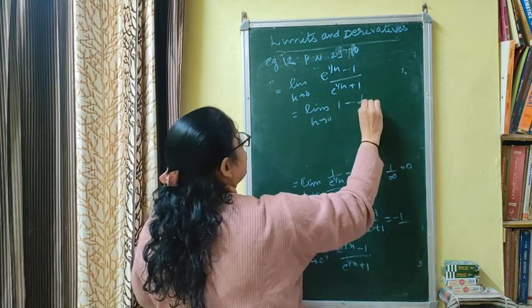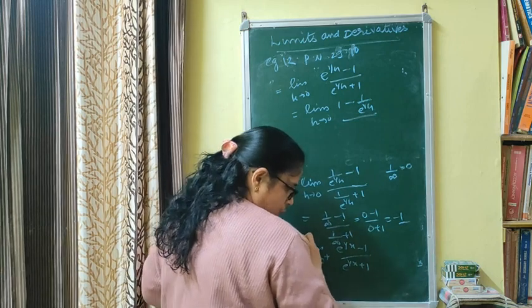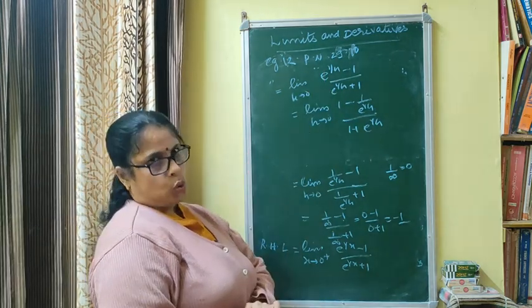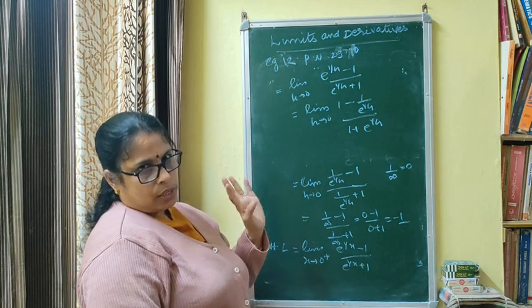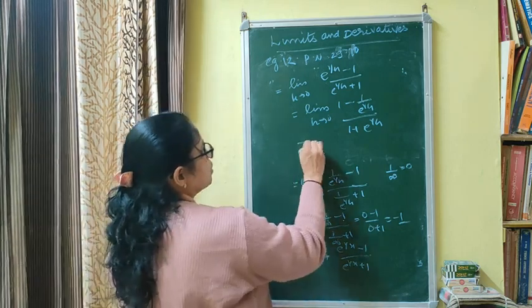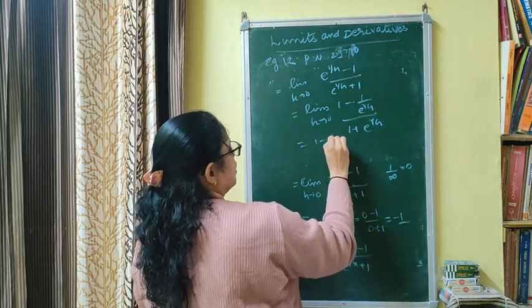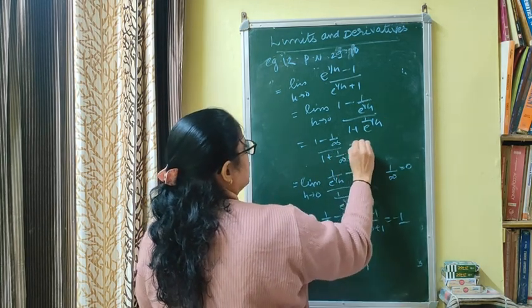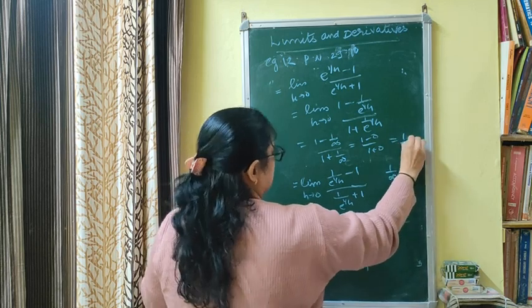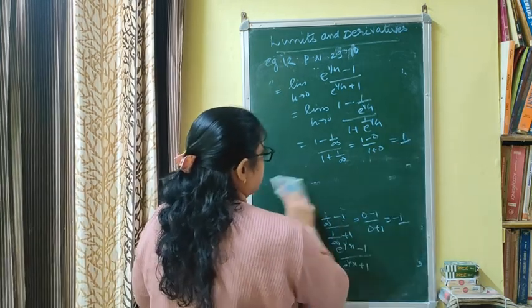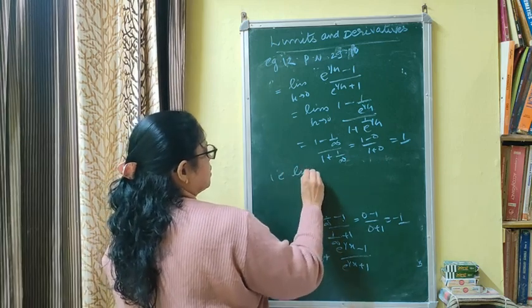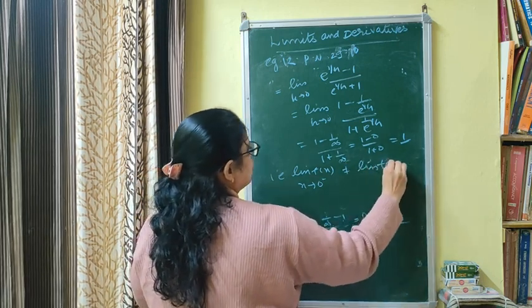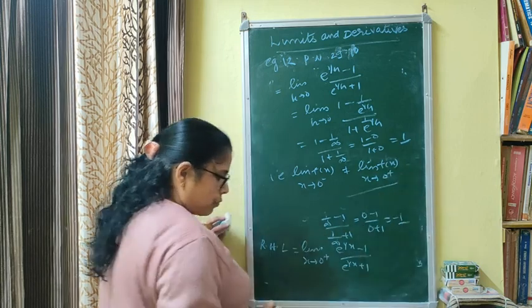1 minus 1 by e power 1 by h upon 1 plus 1 by e power 1 by h. If you put in e raised power 1 by 0, e power infinity, that is infinity minus 1, infinity by infinity is not defined. That means if you put the value, 1 by infinity goes to 0. So 1 minus 0 upon 1 plus 0, that is 1. That means left hand limit is minus 1, right hand limit is plus 1. That implies the limit fx as x tends to 0 minus is not equal to limit fx as x tends to 0 plus. Hence the limit of the given function does not exist.